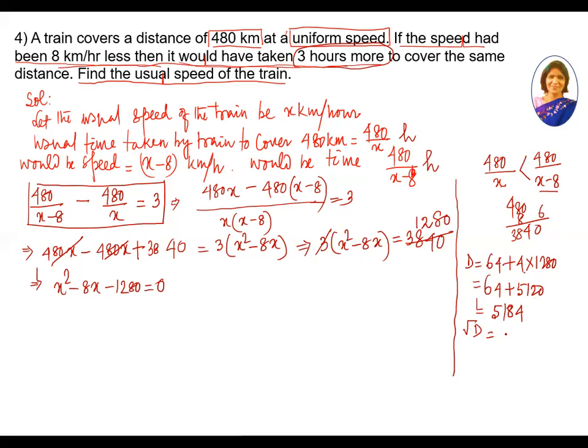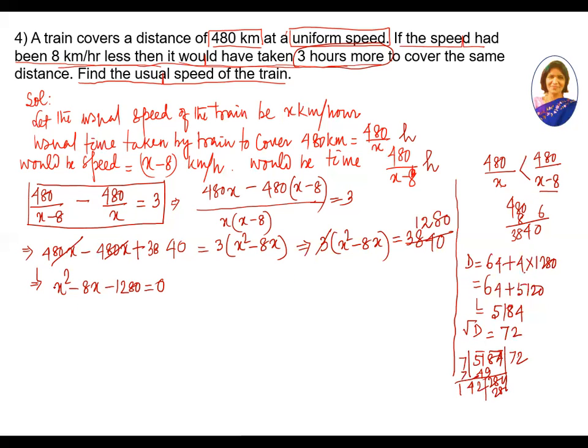Now I'll get the square root of D. 5184. Let me find the square root. It will be 7 times 7 is 49. Then you have 284. 7 plus 7 is 14. So certainly you will get 2. So the square root will be 72.